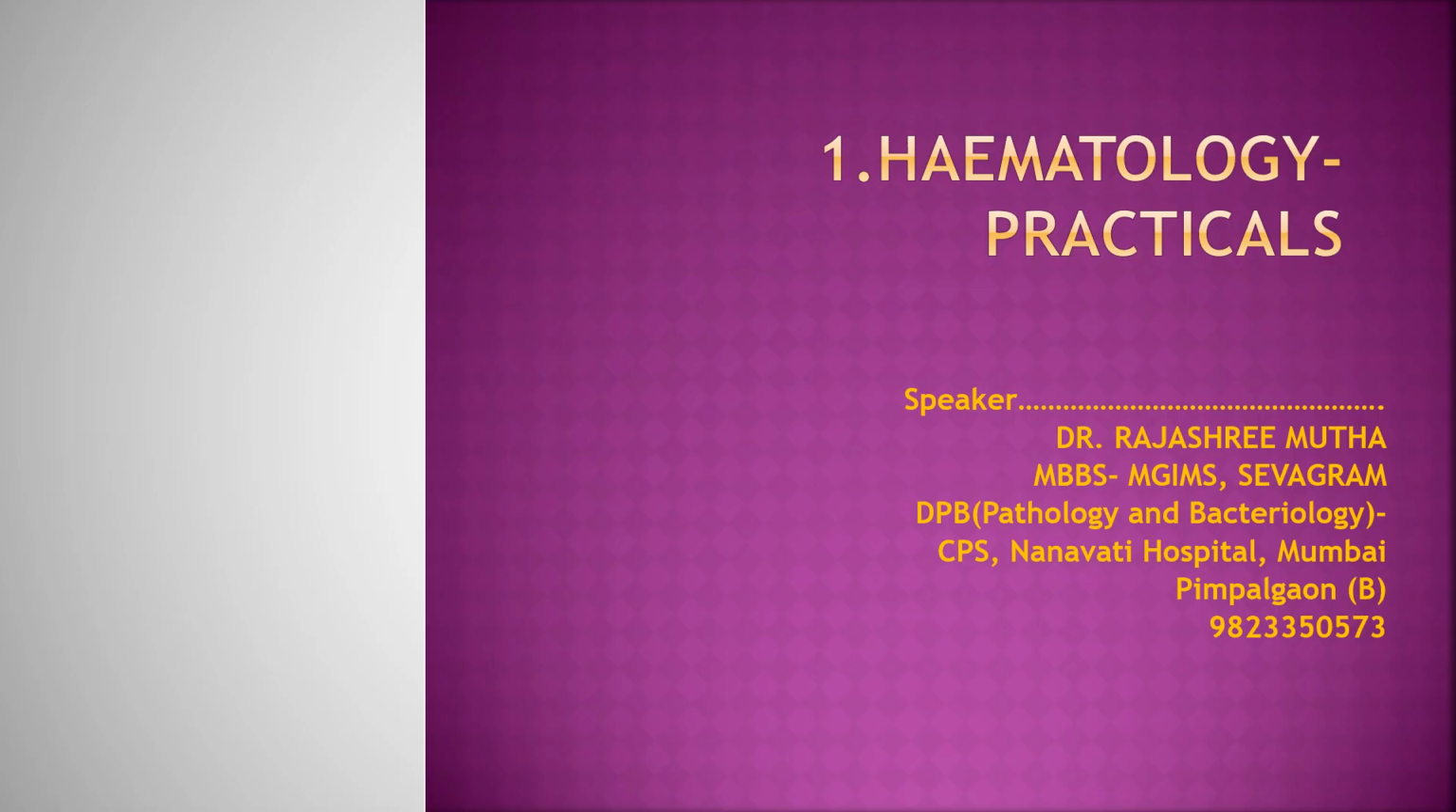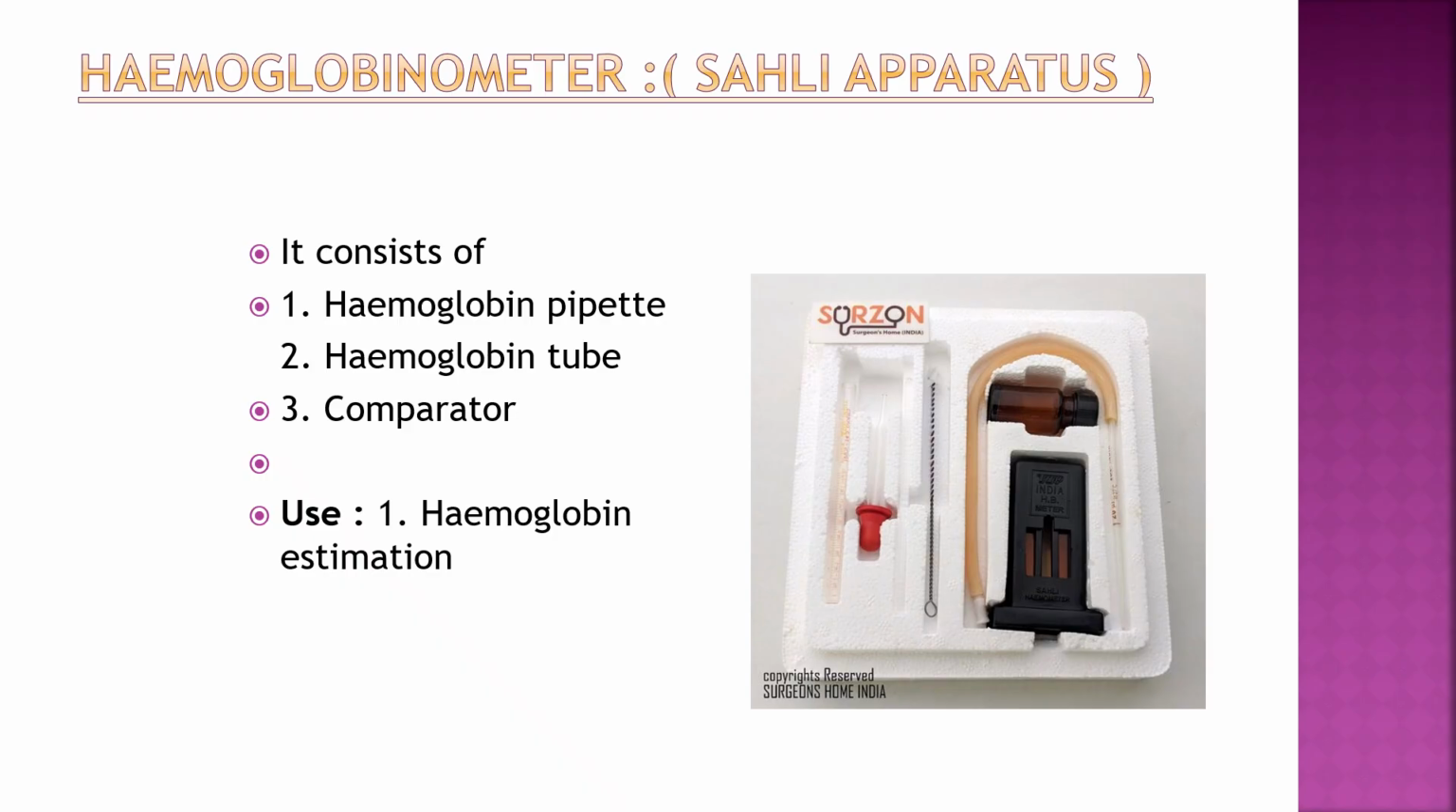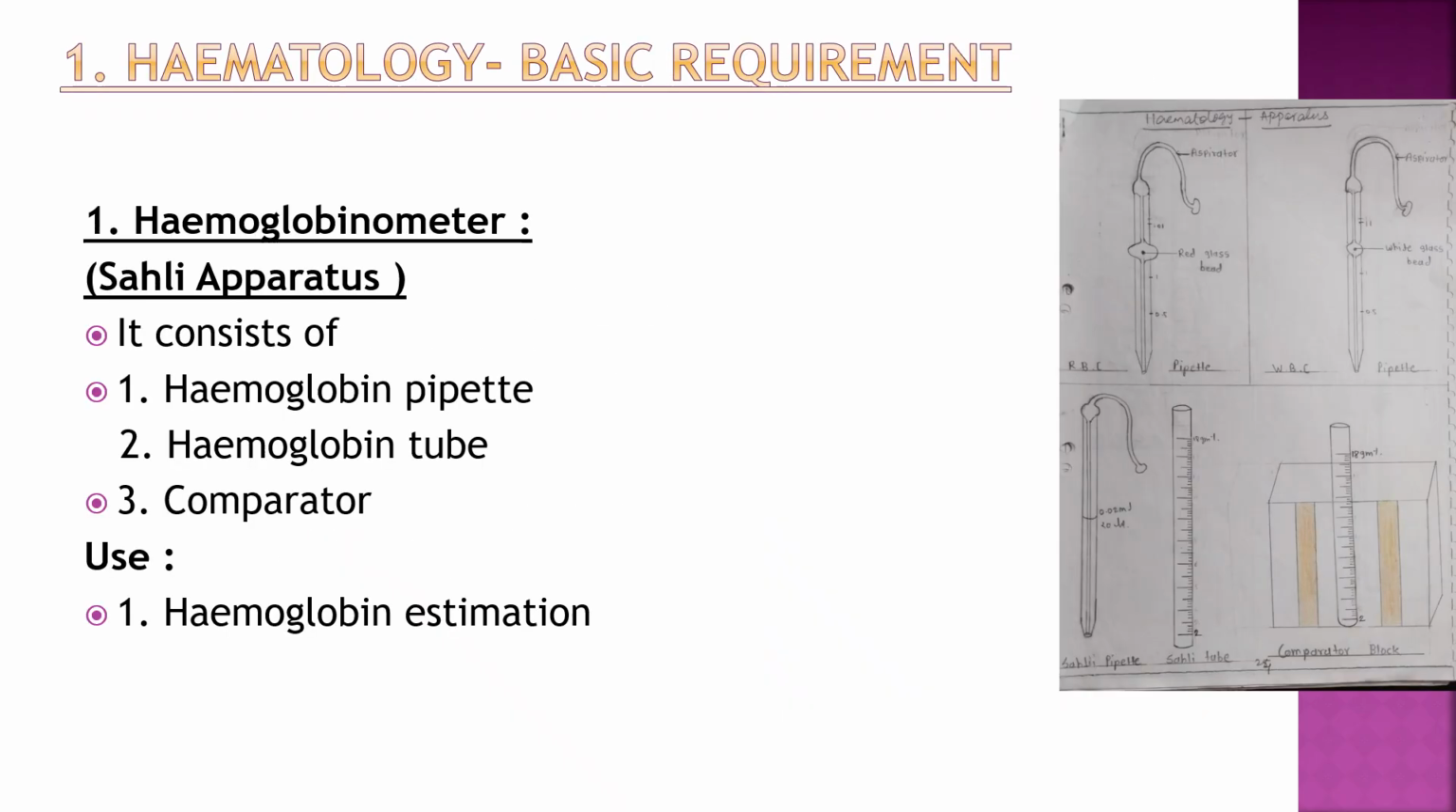Let's study hematology practicals. So here you can see the Sahli's apparatus, which consists of a hemoglobin pipette, hemoglobin tube and comparator. So the first thing required in the hematology laboratory is the hemoglobinometer. The hemoglobinometer is also called Sahli's apparatus. It consists of a hemoglobin pipette, hemoglobin tube and comparator to compare the readings with the standard glass. The use of the hemoglobinometer is hemoglobin estimation, and depending on that we can divide the anemia as mild, moderate or severe.